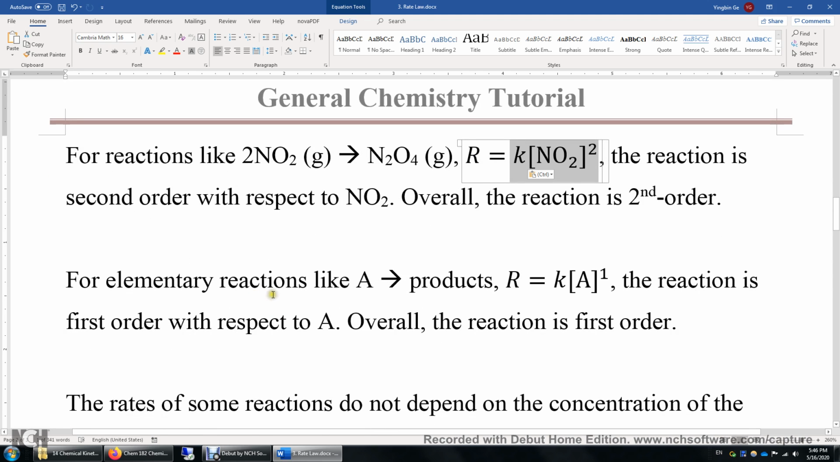Now let's look at a simpler reaction. Let's say we have only one reactant, that's just A. A becomes the products, and then the reaction rate is equal to K times A to the power 1. Okay, this K can be very different from the previous K. We're just using the same notation here. Now we say this reaction is first order with respect to A because this is A to the power of 1. And overall, the reaction is first order.